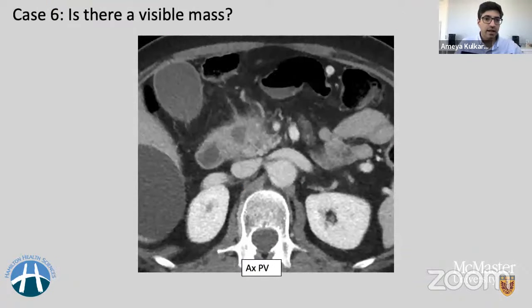So let's look at another case here. Case number 6. Is there a visible mass? This is one of those cases where it is so obvious that you can definitely find out that there is a cancer, and that is because of this necrotic portion of the tumor. But remember, all of these things surrounding it are also probably going to be disease. And it always helps to look at the pancreatic parenchymal phase to decide how it looks different from the pancreas. So the answer is yes.